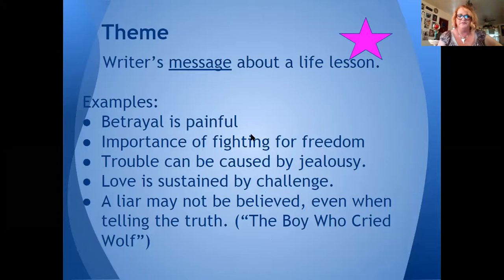The theme is the writer's message about a life lesson. Okay? So here's some examples. I'm not going to read them all. I'm just going to, betrayal is painful. Trouble can be caused by jealousy. You could read more. It's the overall theme or moral of the story. Okay? So in maybe Little Red Riding Hood, the theme might be, you know, not everybody is who you think they are, you know?